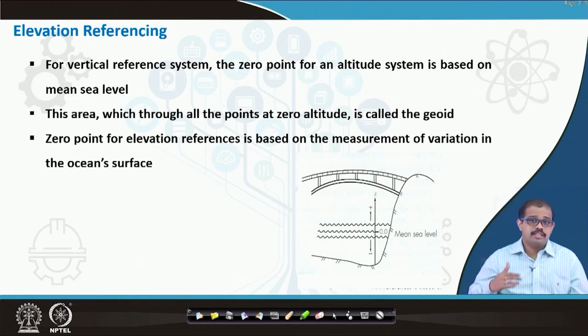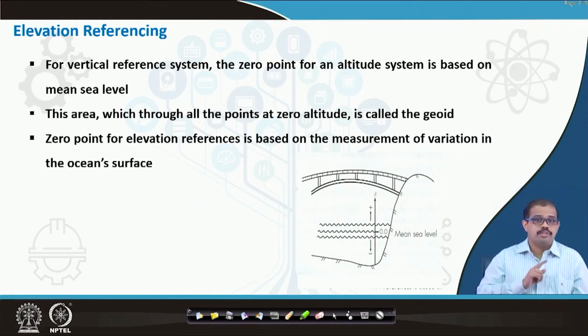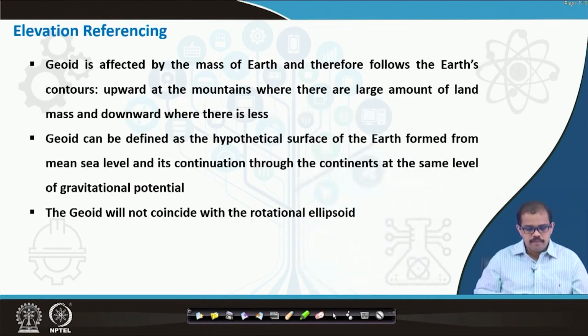We can even look at geoid in a better way. I'll explain it to you in the next slide. The 0 point for elevation references is based on measurement of variations in the oceanic surface, so you should keep that in mind. It is not just about saying that this is the mean sea level, but you have to look at every reference in terms of the oceanic surface, and based on that, relatively, you look at the 0 point.